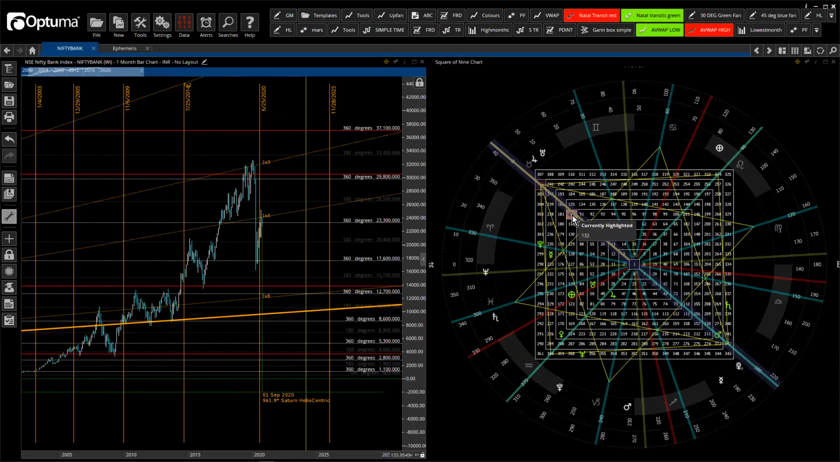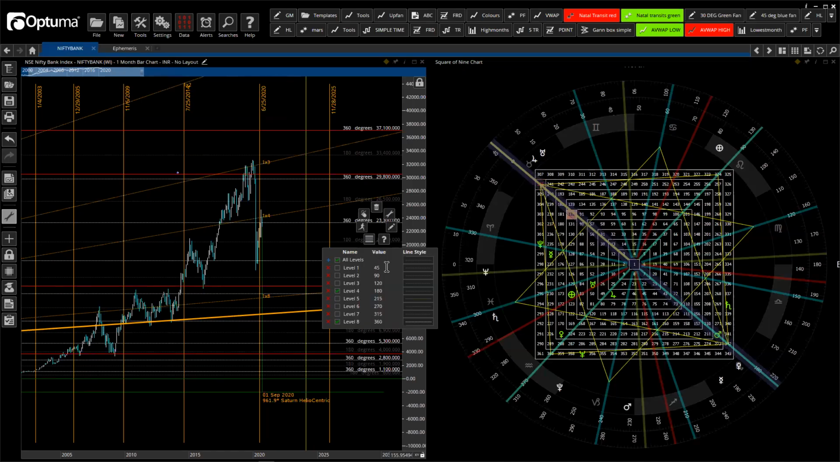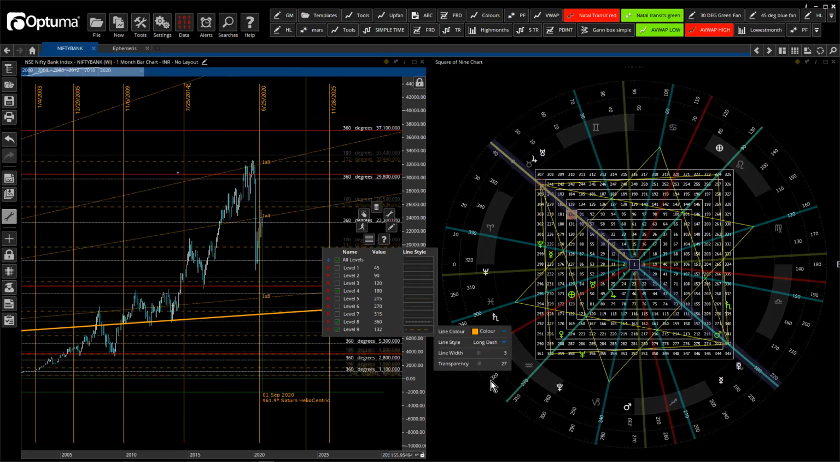Now, what about heliocentric Saturn? We've got 132 degrees. We've also got heliocentric Saturn here. Well, it's at about 41 degrees on this outer ring. So let's also pop those into our little numbers here. We get a little more information for ourselves. You know that we put those horizontal lines for the natal planet, so why not put it into our square of 9 levels too? 132. Orange, I like it thicker, and let's make it dashed. So that's our natal position of Saturn.